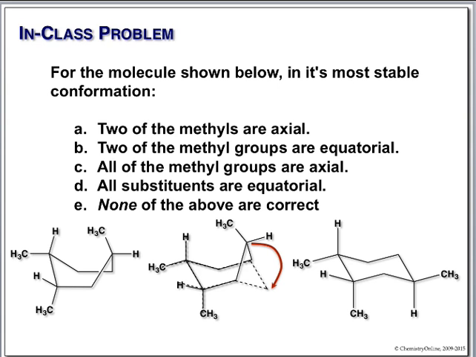So let's look at our choices. Two methyl groups are axial. Nope, that's not right. Two methyl groups are equatorial. Yeah, that sounds pretty good to me. All the methyl groups are axial. Well, that's not right. Everything is equatorial. Nope. Clearly we have two equatorial methyls.